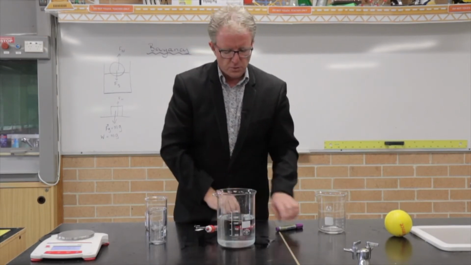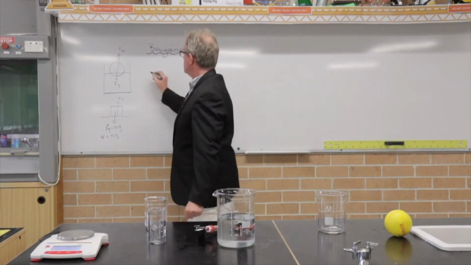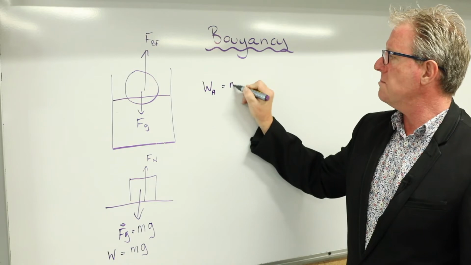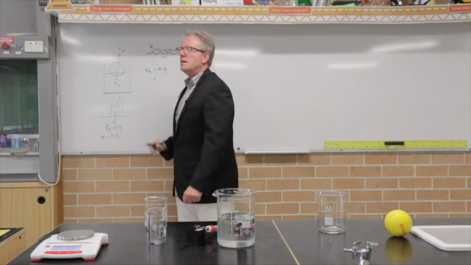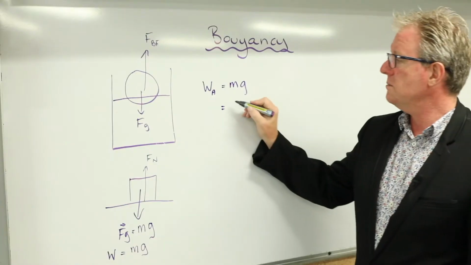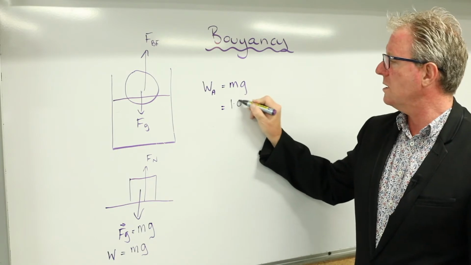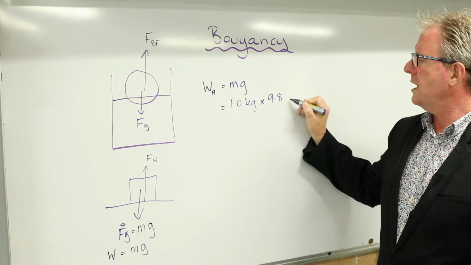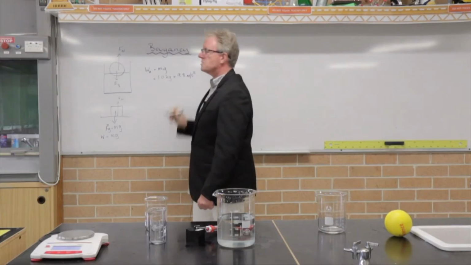So if we go to the board, we can say that the weight of the block in air is equal to its mass times the pull of gravity. The mass is 1,000 grams, which is 1 kilo, so let's write 1 kilo. And we times that by the pull of gravity, which is 9.8 meters per second squared.